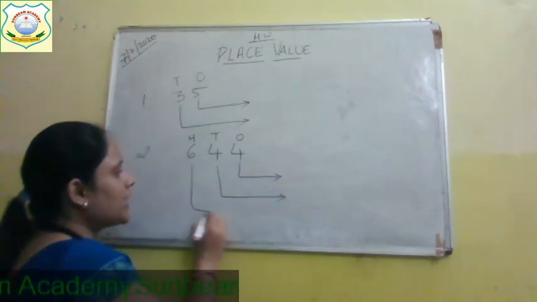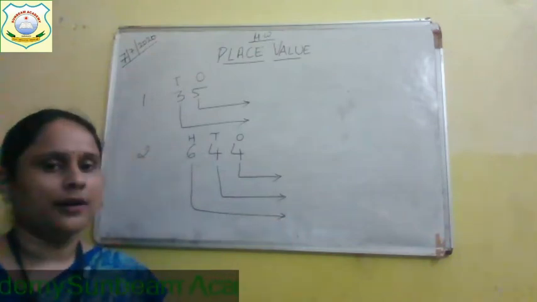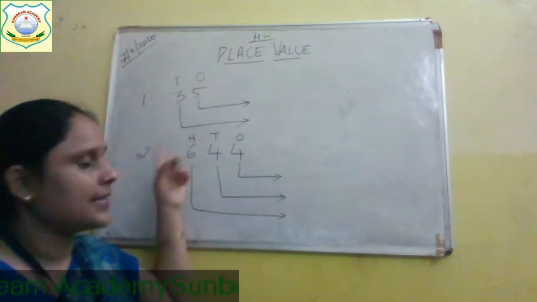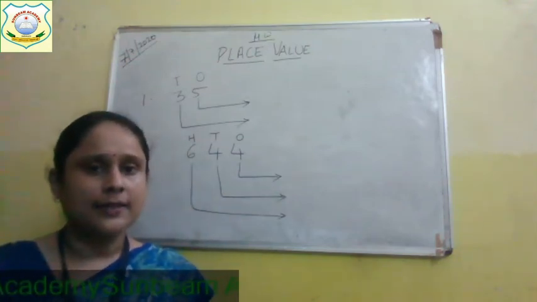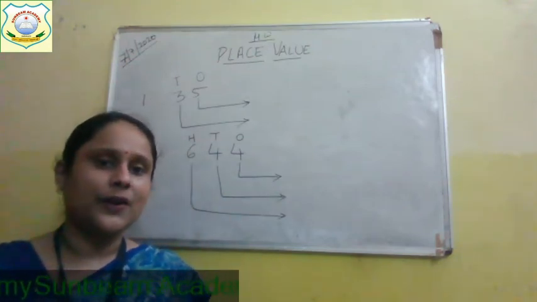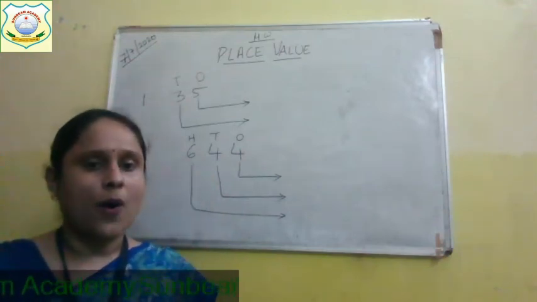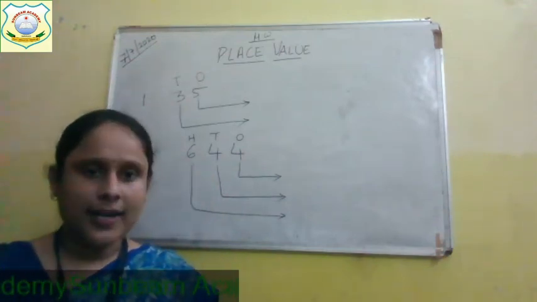Now, come to the next number. Your next number is 6. 6 is in hundreds place. So, what is the place value of 6? It's 6 hundreds or 600.